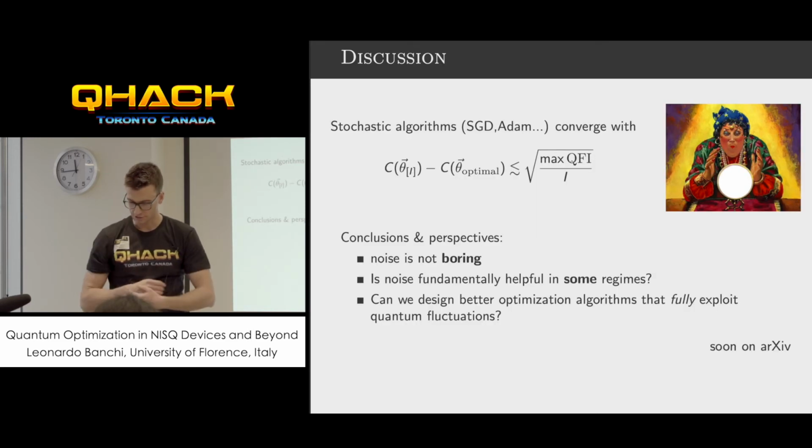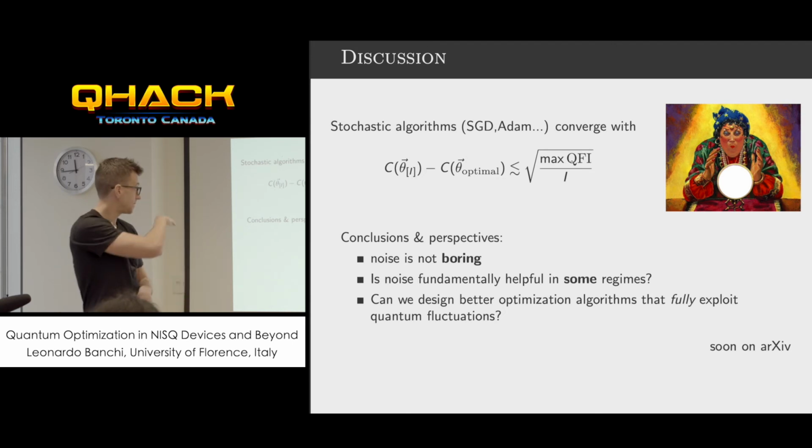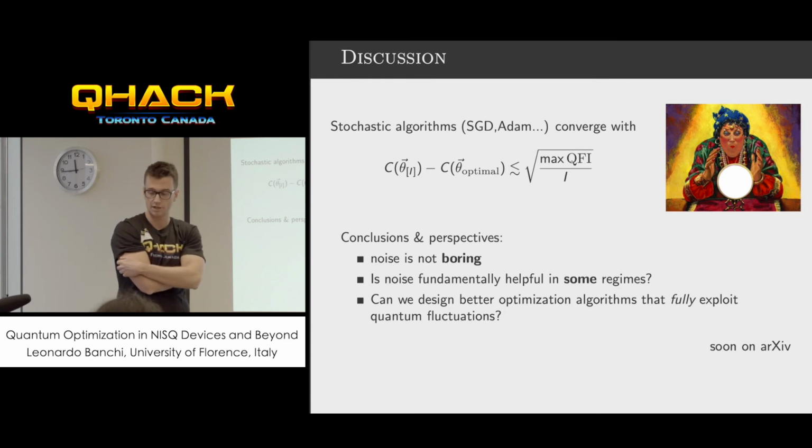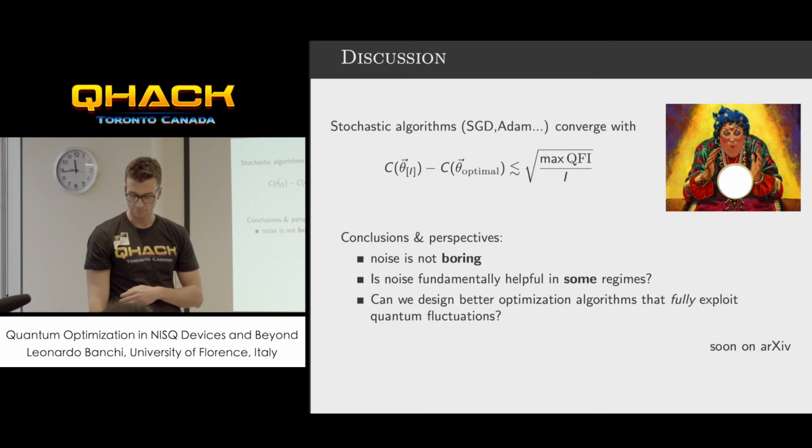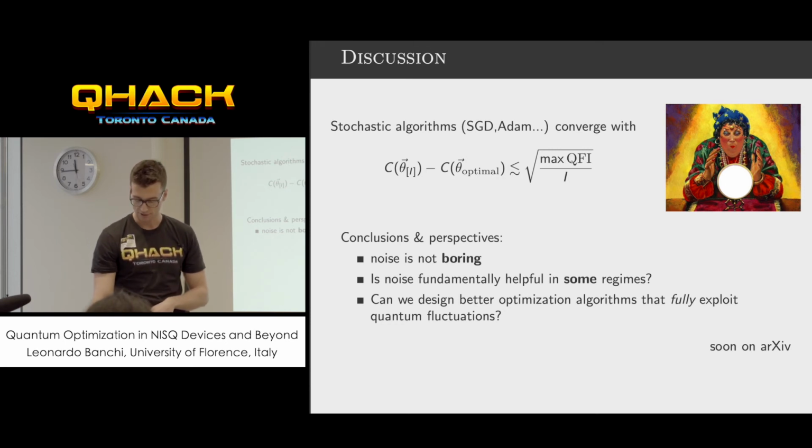Let me recap. We found this bound on the convergence time in terms of the maximal quantum Fisher information. My main message is that noise is not something boring, but you have to take noise into account already when you write the equations, in order to understand how to deal with it. We don't know whether noise is fundamentally helpful in some regimes.